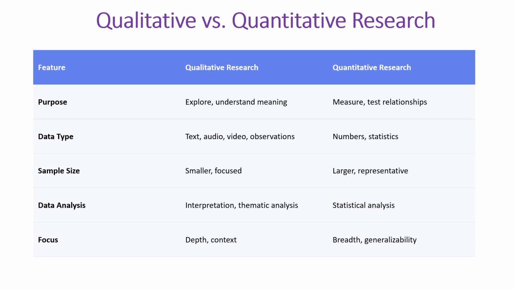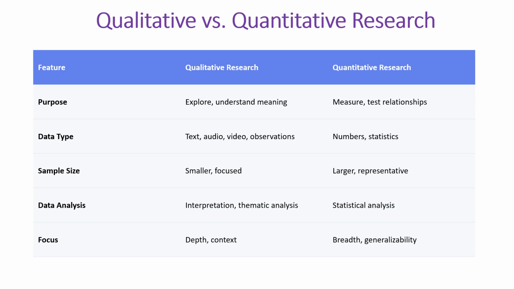Data analysis. In qualitative research, data is analyzed through interpretation and thematic analysis. Researchers look for patterns, themes, and meaning in the narratives. For example, in interviews with youth, recurring themes like unemployment or lack of mentorship may emerge.